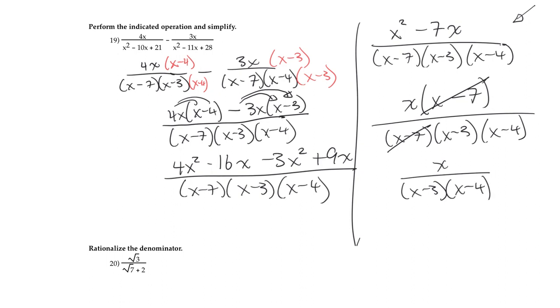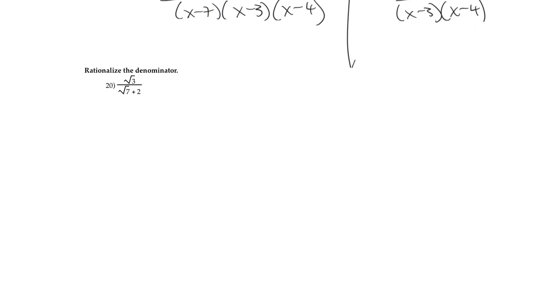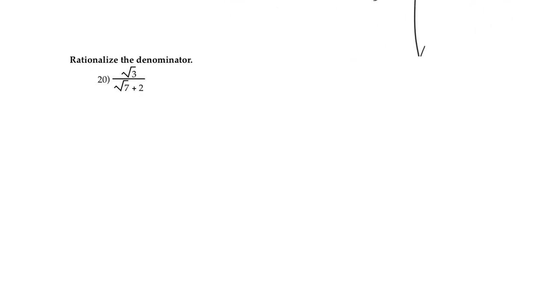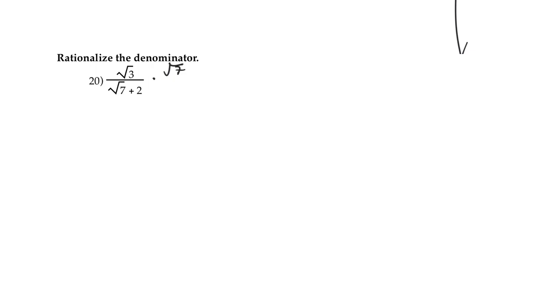Fairly tricky question. Okay, the next one asks you to rationalize the denominator. So to rationalize the denominator, I need to multiply both top and bottom by the conjugate of the denominator. So that'll be root 7 minus 2 and root 7 minus 2. Oh, that's a 7. Okay.